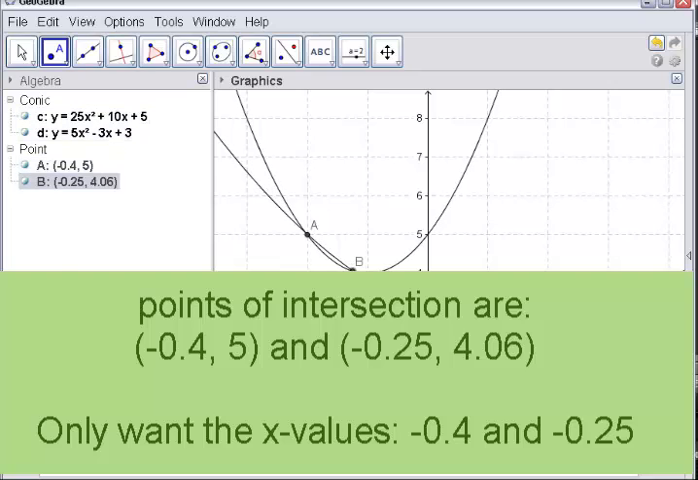When you do find the coordinates of the intersection, it is only the x values that you want. So the solution is x equals -0.4 and x equals -0.25.